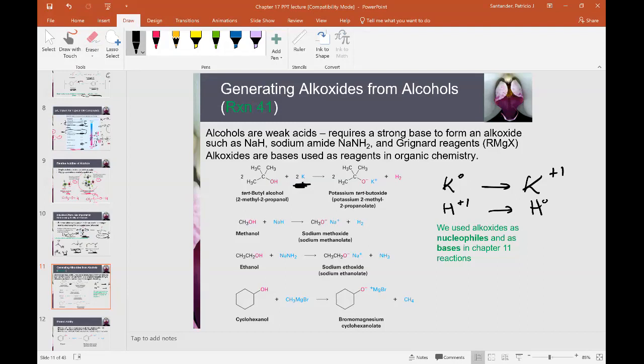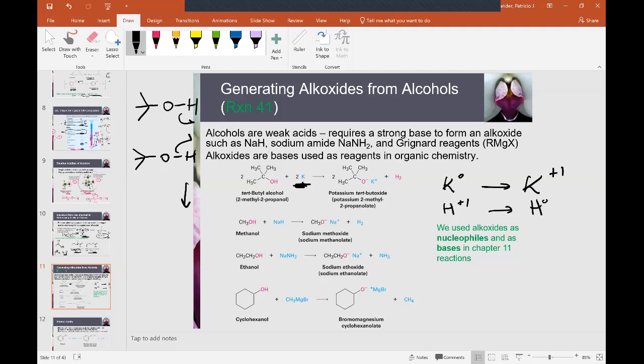You should be able to write down a mechanism for this reaction. I will give you a little hint. You will have OH. You will have two tert-butoxides that are reacting, right? Then two of these hydrogens will form H2.